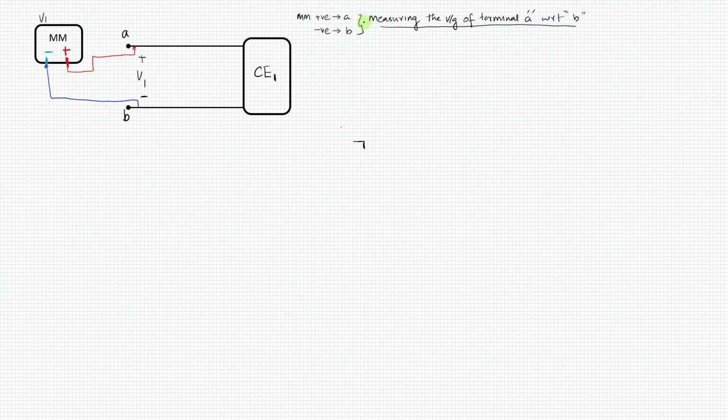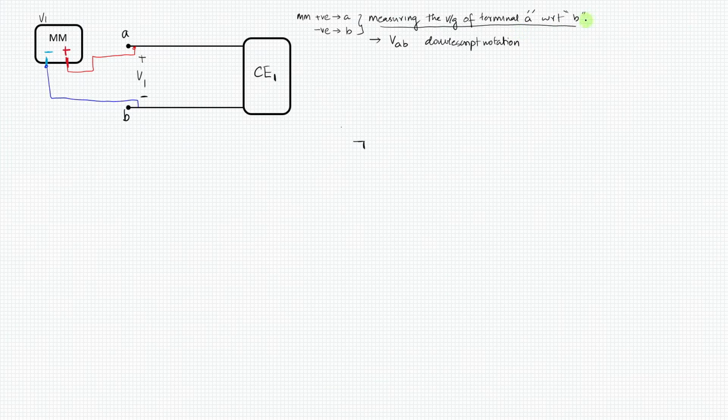Whatever voltage we are measuring here, that is the value of V1, we also have a notation for that. We call it VAB. This type of notation is called the double subscript notation.